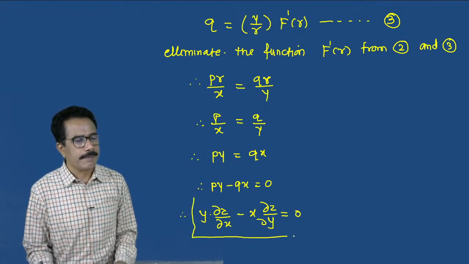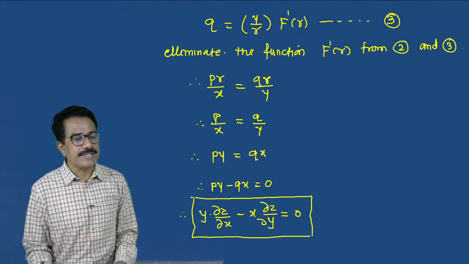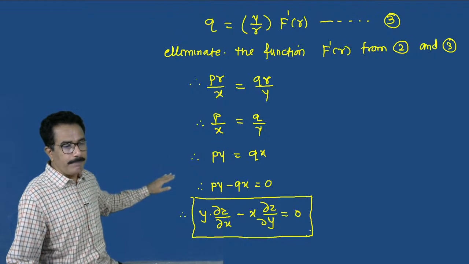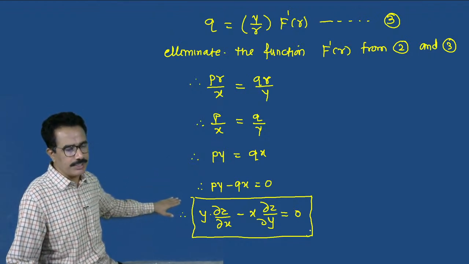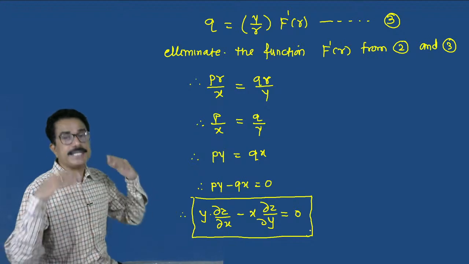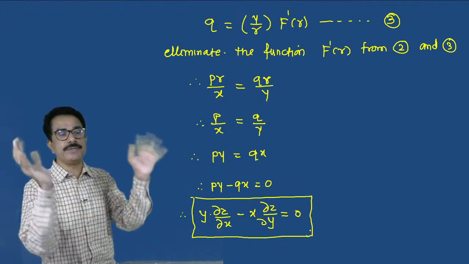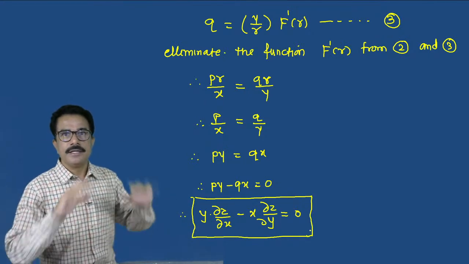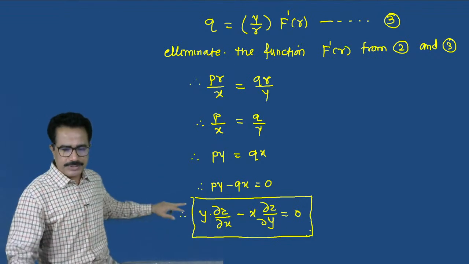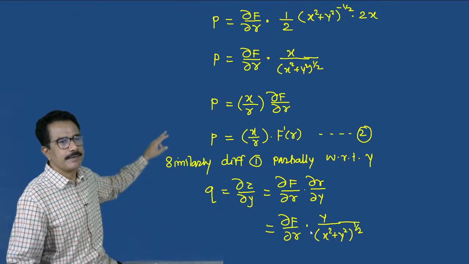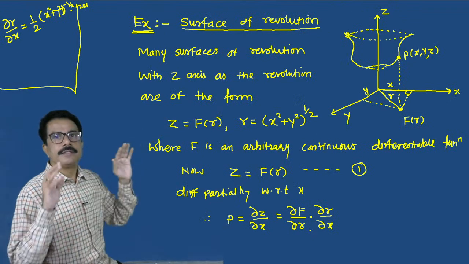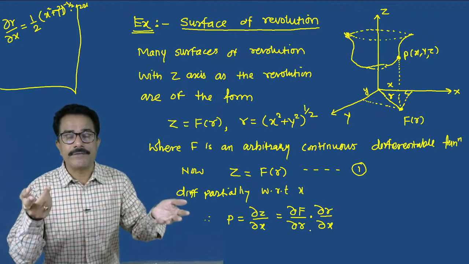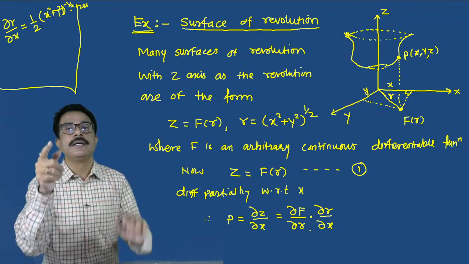This is the partial differential equation. See this. This is the first order partial differential equation satisfied by the surface which is revolving about the z-axis. This is very important. This is the first order partial differential equation for the surface which is revolving about the z-axis.